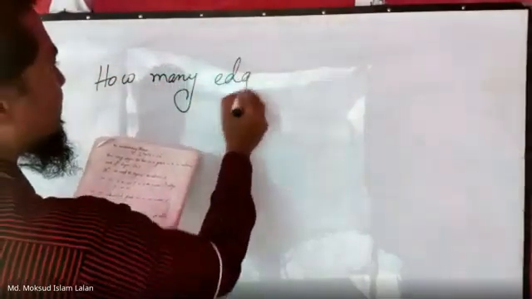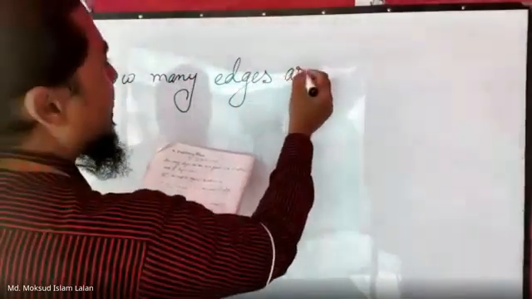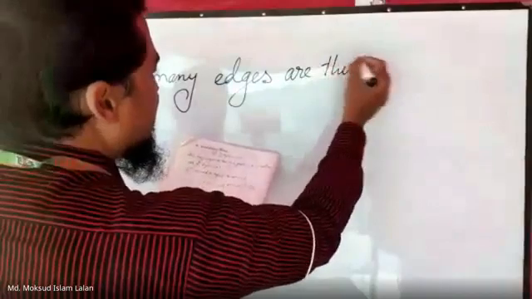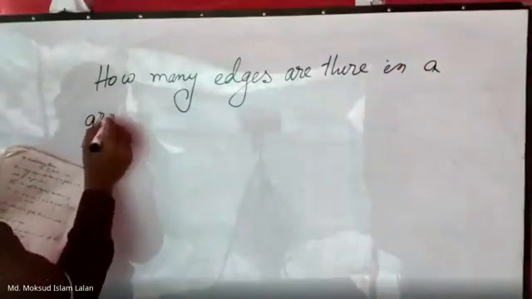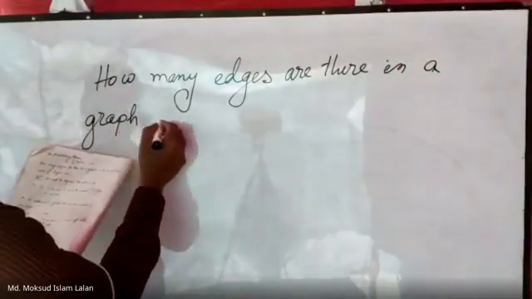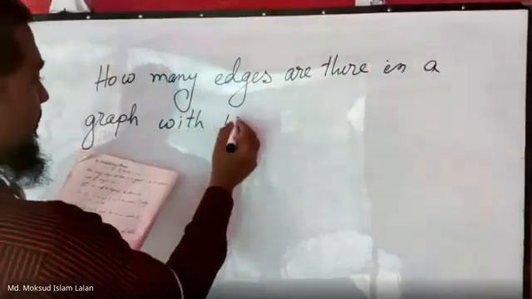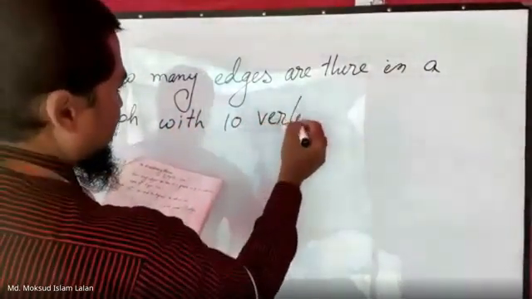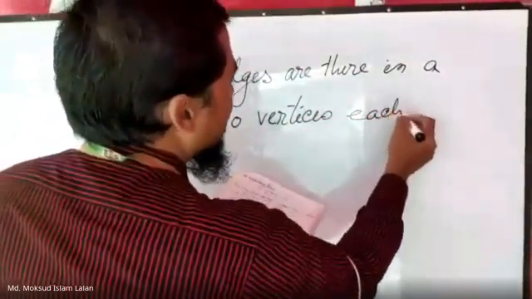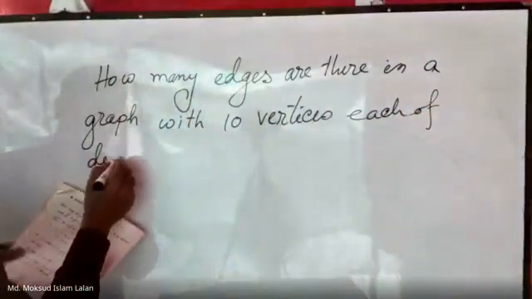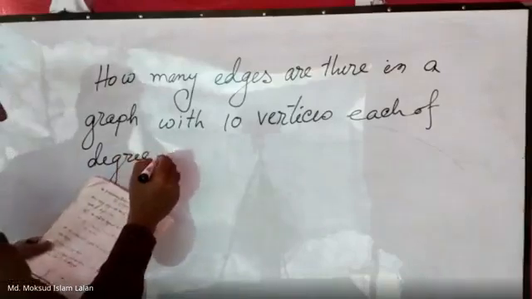Would you please write down the question? I'm explaining the handshaking theorem. That will be more easy. How many edges are there in a graph with 10 vertices, each of degree 6?